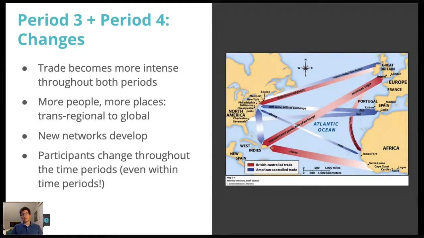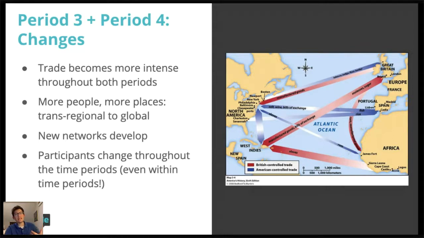Now, I'm going over the change between these time periods. The likelihood that you get a question asking you to look at change across both of them at once is probably pretty low. 600 to 1750 is a massive time period. I would not expect to see that in an LEQ on your AP exam. You're likely going to get a question asked about changes and continuities just in trade in time period 3 or just in trade in time period 4. So I need to let you know that.